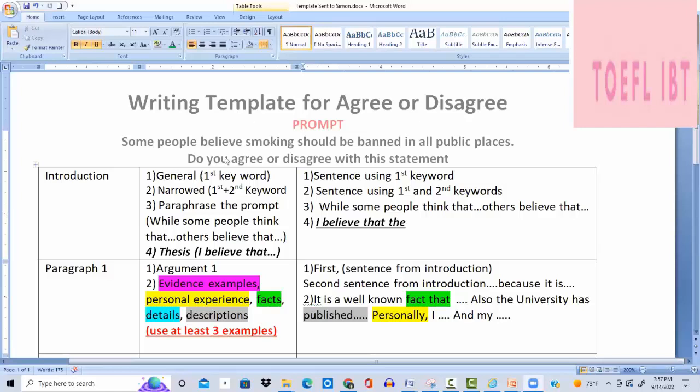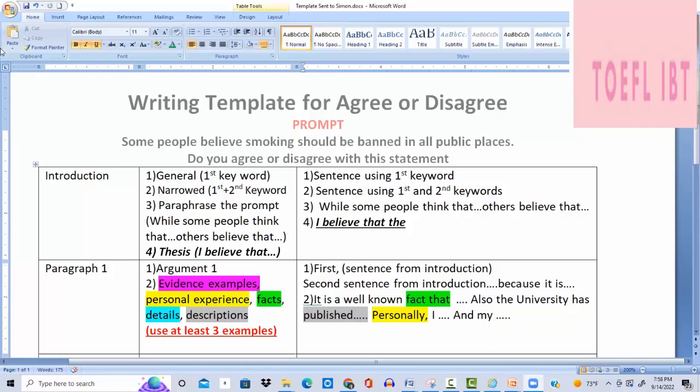So here is a writing template for agree or disagree. And the prompt is, some people believe smoking should be banned in all public schools. Do you agree or disagree with this statement? I believe that there are 4 different types of prompts, and the most common is agree, disagree. We're going to look at this, and you're going to practice this on your own, and then you're going to have a better essay than you had before.